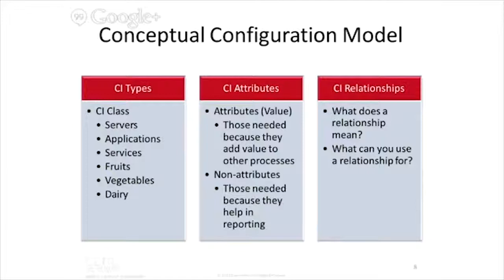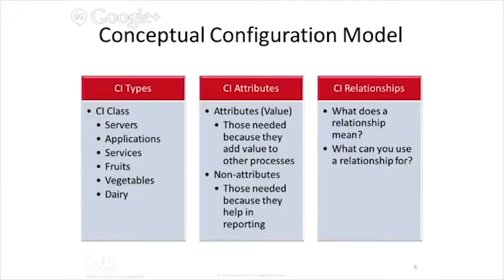Things like how many rack spaces the server is using, or how long has this been in production? Well, maybe not that much, but things like that. Things that you typically say, I need this information because I'm going to report on it. So there's non-attributes and attributes. And then finally, there are CI relationships.